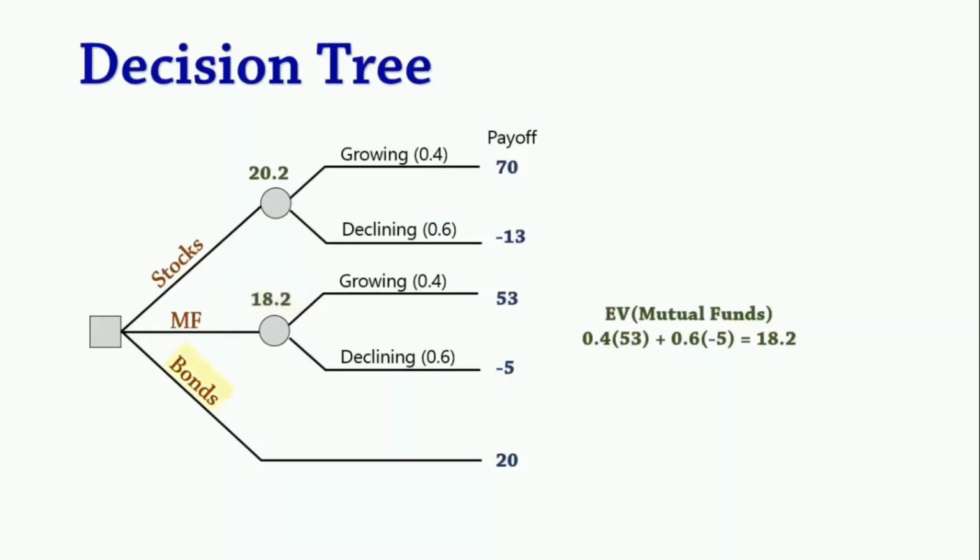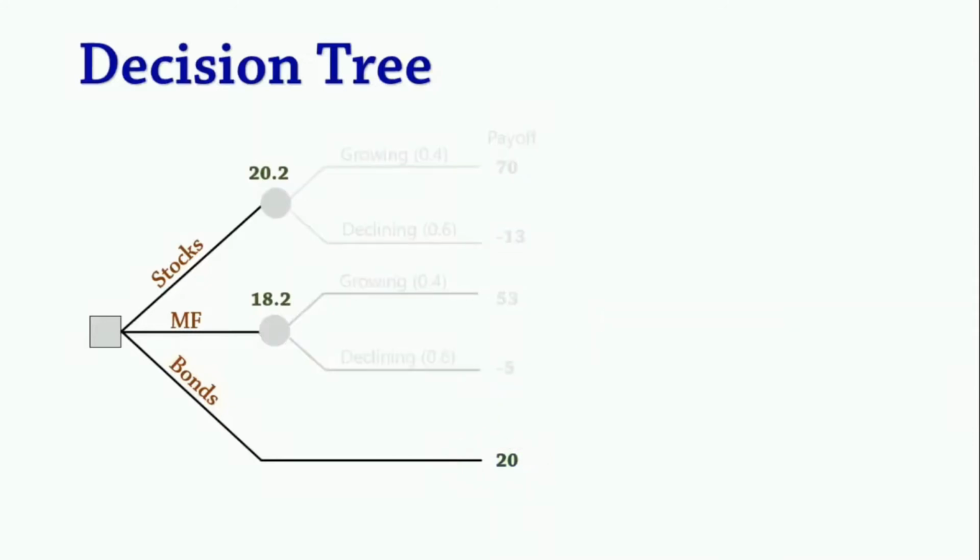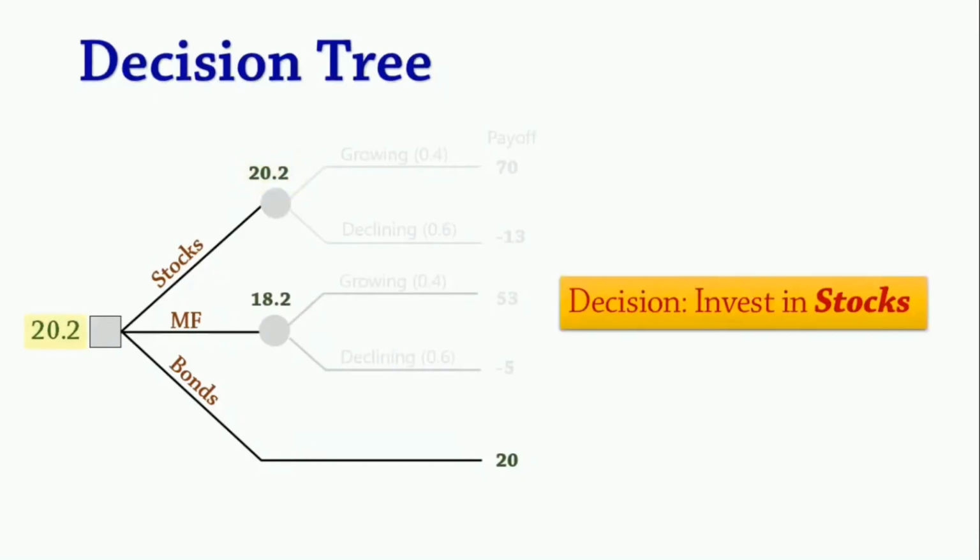For bonds, no calculation is required. We can only expect a payoff of 20 for bonds. Now, comparing the three values, 20.2, 18.2, and 20, the best expected value is 20.2. We usually just place that value close to the decision node. Therefore, the decision is to invest in stocks.